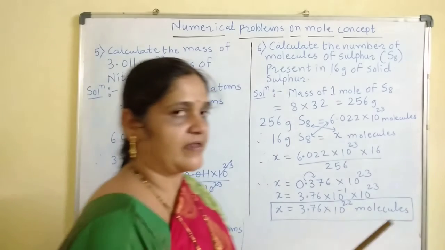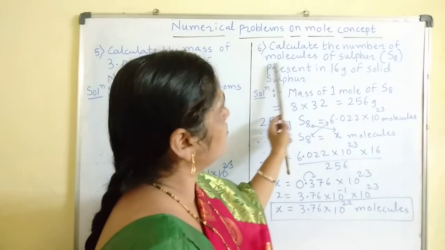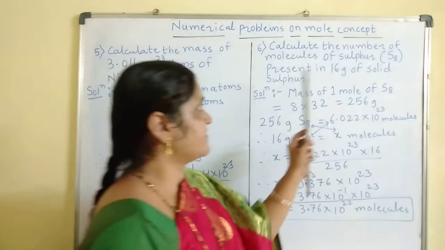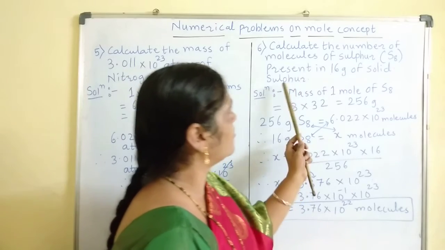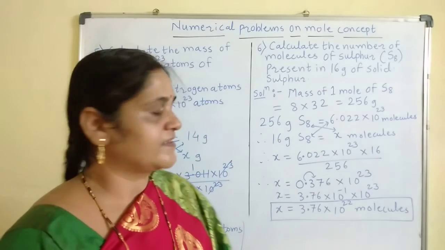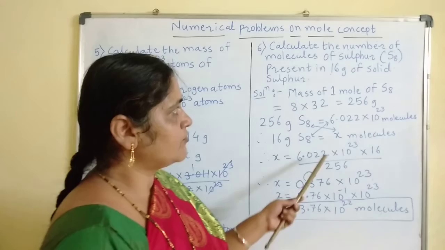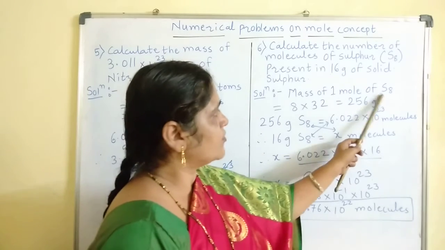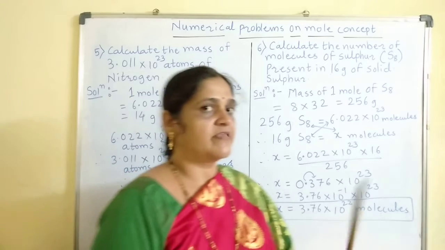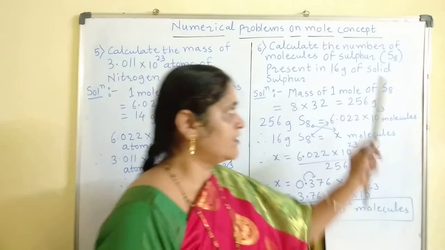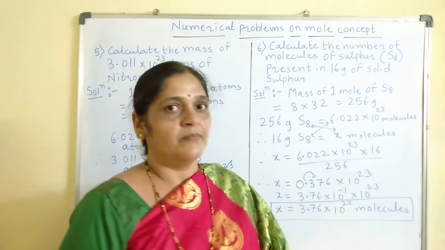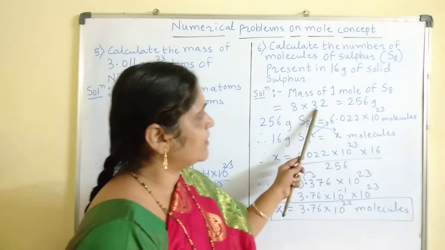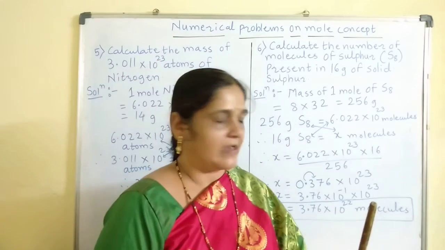Now see the next numerical problem. Calculate the number of molecules of sulfur, that is S8. The molecular formula of sulfur is S8, present in 16 gram of solid sulfur. The mass of sulfur is given 16 gram. Now we have to calculate the molar mass of the sulfur molecule, that is S8 molecule. Now one sulfur atom is having atomic mass 32. Now here the formula shows it is S8, means 8 atoms are joined to form the sulfur molecule. So 8 multiplied by 32 is equal to 256 gram.